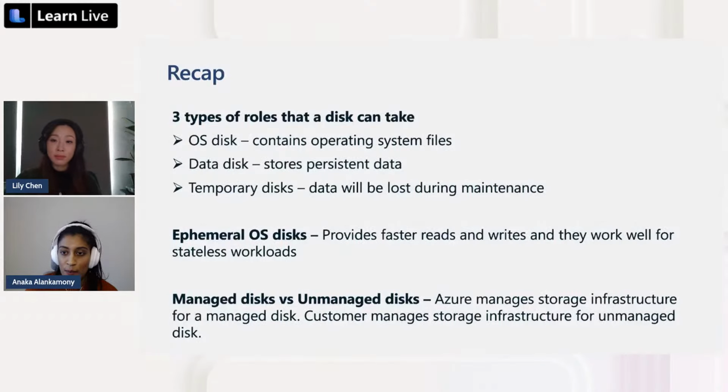So let's do a recap of everything we went over so far. First, we looked at the 3 types of roles a disk can take, which are OS disk, data disk, and temporary disk. So the OS disk contains the operating system files, the data disk stores persistent data, and the temporary disk will store data temporarily, and its data will be lost during maintenance. Then we looked at ephemeral OS disks. These disks provide faster reads and writes, but they work well only for stateless workloads since the application data and session data is not persisted.